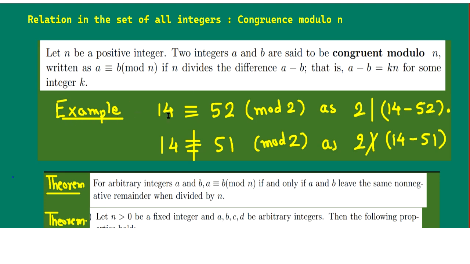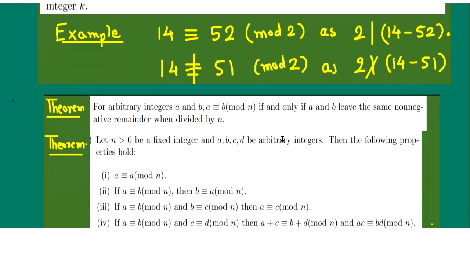Examples are: 14 is congruent to 52 mod 2, as the difference between 52 and 14 is an even number divisible by 2. 14 is not congruent to 51, as the difference between 51 and 14 is an odd number and not divisible by 2. The important theorem for arbitrary integers a and b: a is congruent to b modulo n if and only if a and b leave the same non-negative remainder when divided by n.